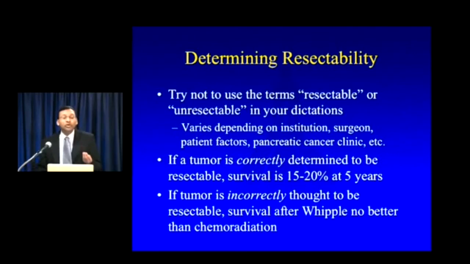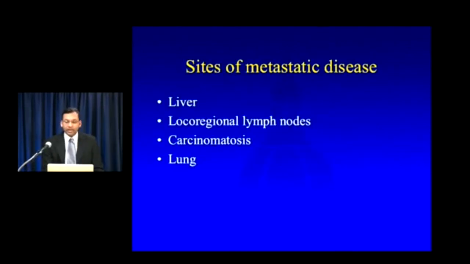So you really want to avoid doing Whipple procedures in patients where it wasn't indicated. Now, when you're trying to figure out whether a patient is resectable, the first step is to figure out whether or not they have metastatic disease. In pancreatic cancer, by far the most common location for metastasis is going to be the liver, and you really have to look at the liver very, very carefully in these patients to make sure you're not missing a subtle metastasis.